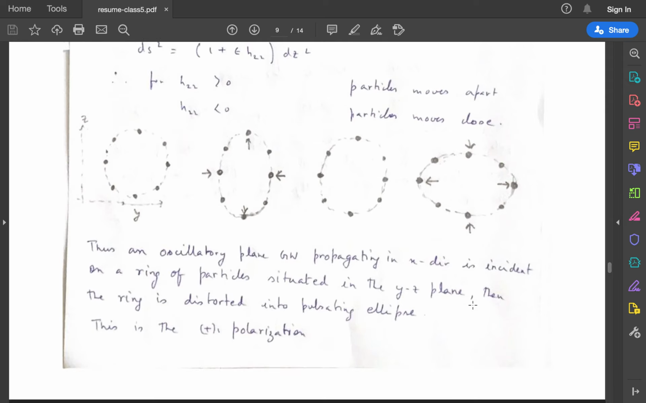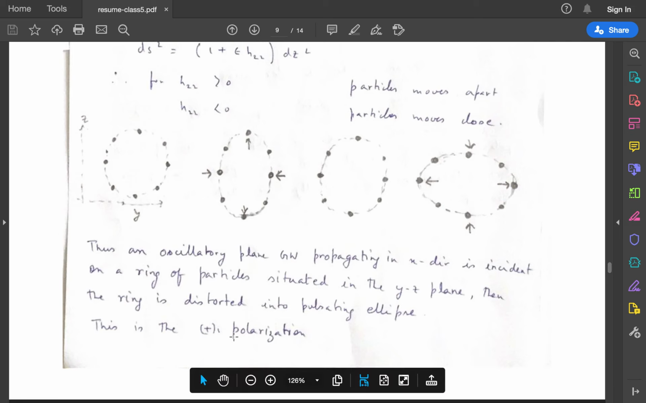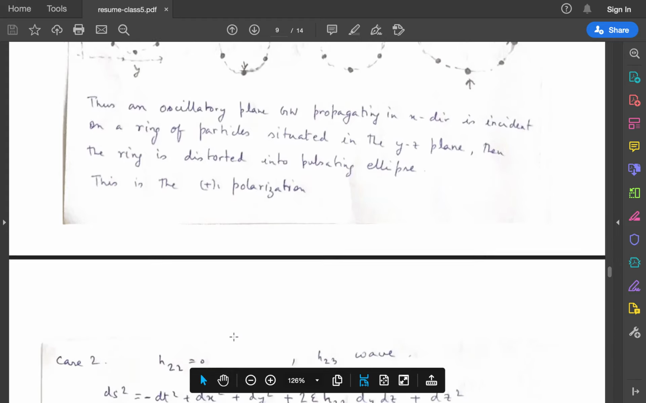This is an oscillatory plane gravitational wave. Therefore, if an oscillatory plane gravitational wave in the x direction is incident on a ring of particles situated in the yz plane, the ring is distorted in a pulsating way. This means the particles will pulsate continuously as an ellipse, a circle, and an ellipse. This is called the plus polarization. This is one of the polarizations that we are talking about.